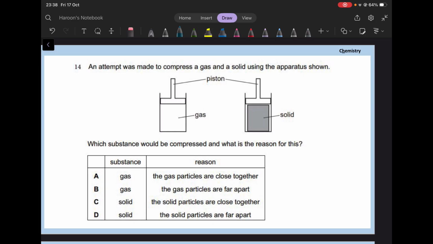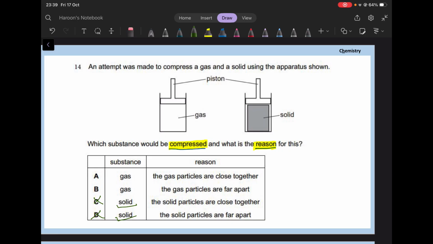An attempt was made to compress a gas and a solid using the apparatus shown. Which substance would be compressed, and what is the reason for this? So they want us to find which is compressed and the reason for it as well. First of all, we already discussed that solids and liquids can't be compressed. So we can actually cancel out C and D already. Why? Because they have written solid. Solids can't be compressed. Gases can be compressed. Now, as we know, either A or B is the answer.